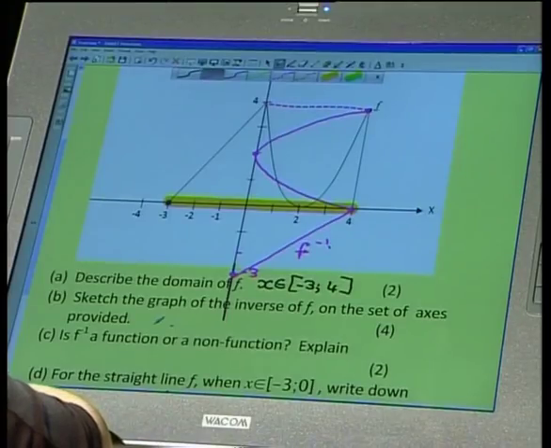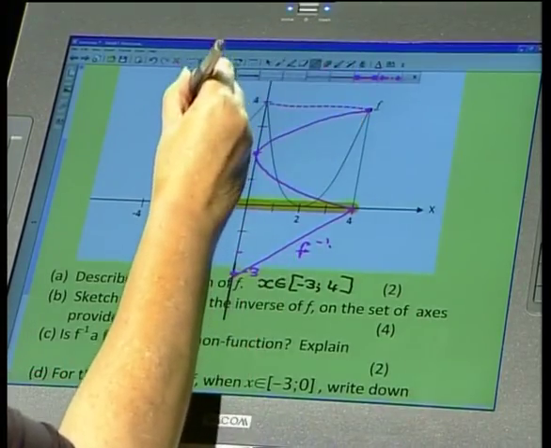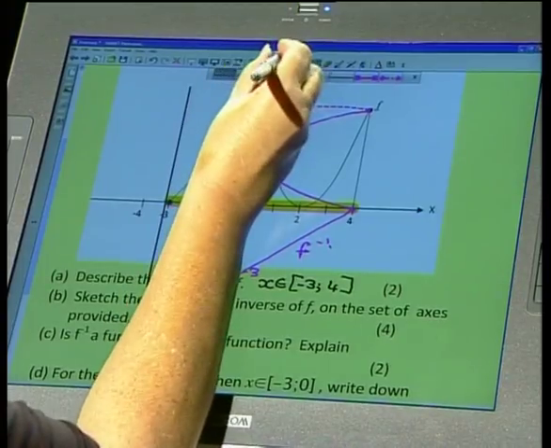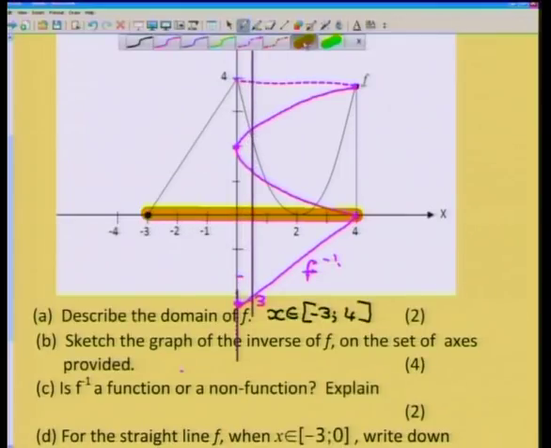Right, now it says, is f to the -1 a function or a non-function? Explain. Right, so remember how we decide that? We take our vertical line and we start by sliding it through the purple graph. Now immediately, as soon as I do that, we can see clearly this is not a function, because if you look over here, here's a point, here's a point, and here's a point. So clearly there's more than one x value with 3 different y values. And there might even be more like that. In fact, there are more like that. So definitely we know for a fact that that's not a function.